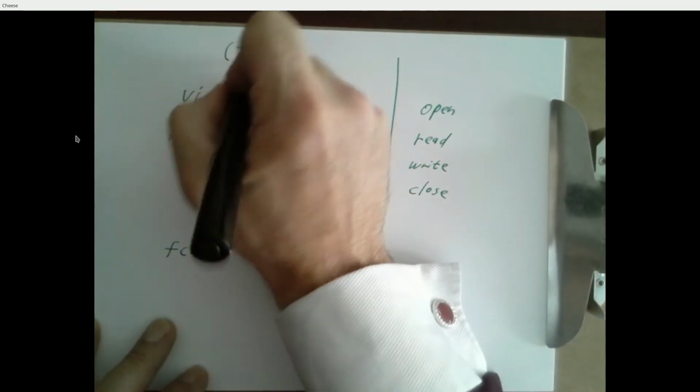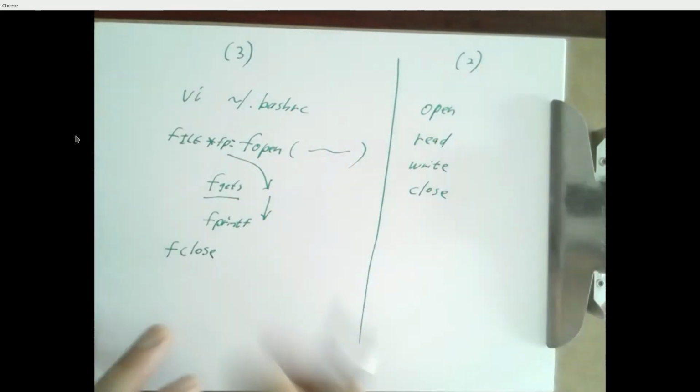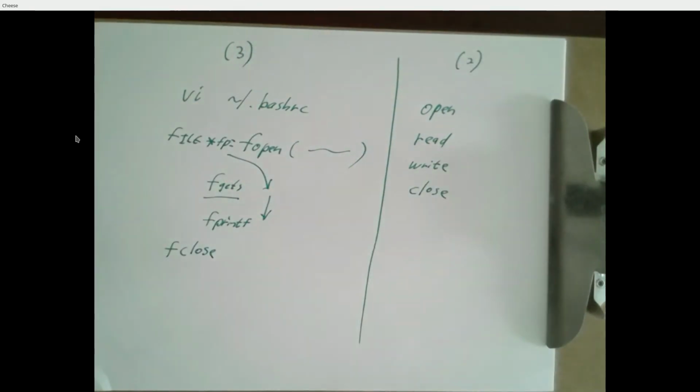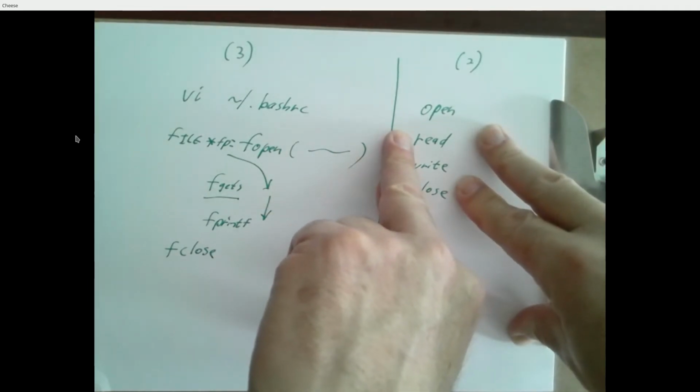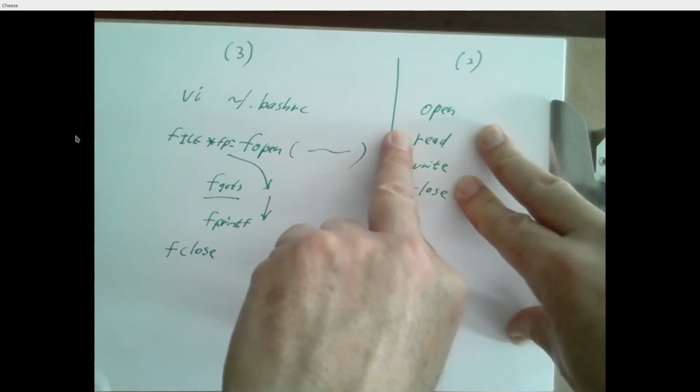Right, so these are chapter 3, system level. These are user level. These are chapter 2, system level. And these are very close to the metal. Okay, these are pretty unadorned.